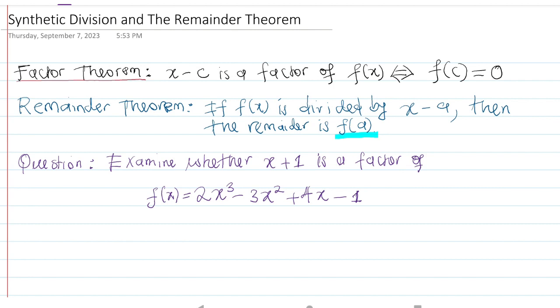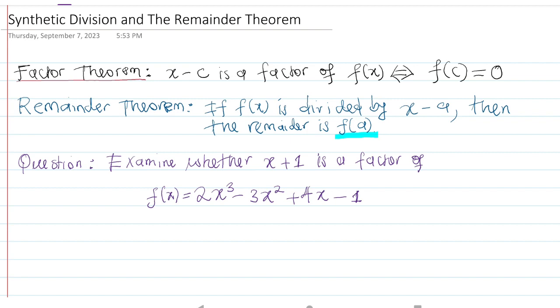of a polynomial f of x if and only if f evaluated at c is equal to 0. So given a polynomial f of x, if we evaluate f of x at c, we get 0, then x minus c is said to be a factor of f of x. In other words, when we divide f of x by x minus c, there is no remainder.